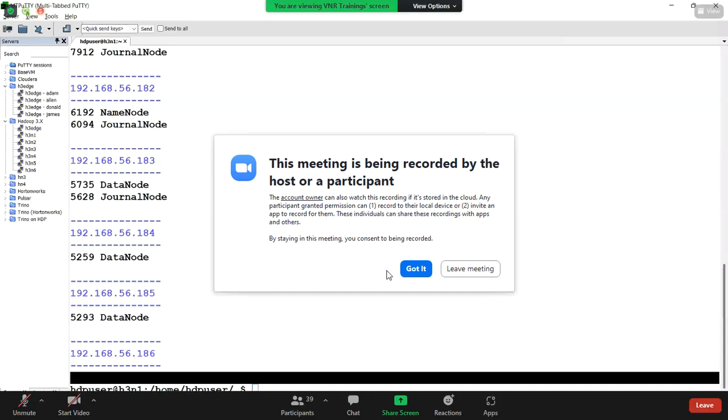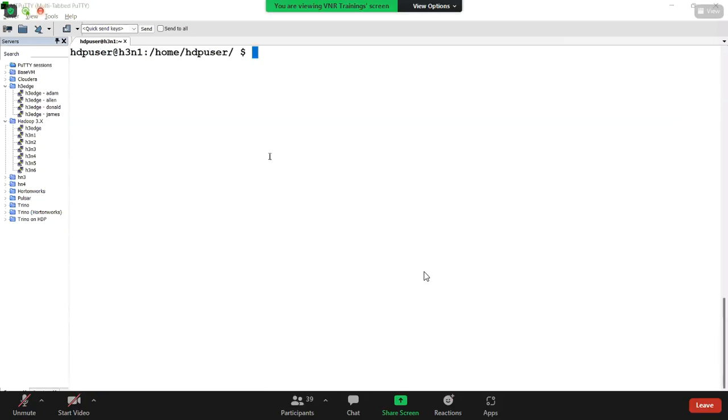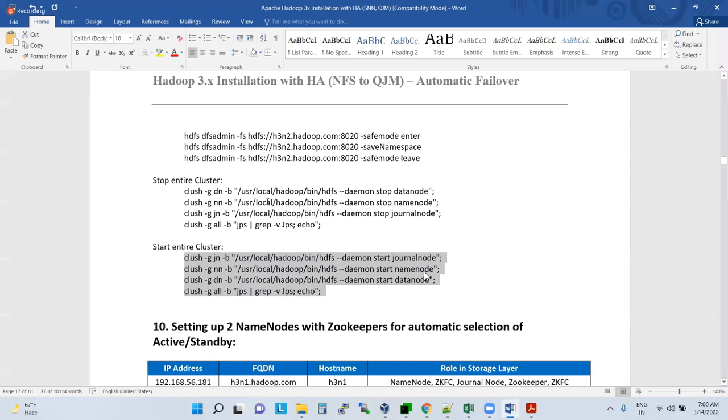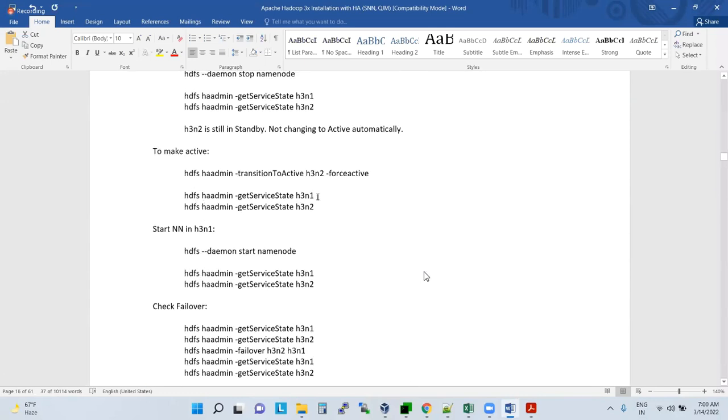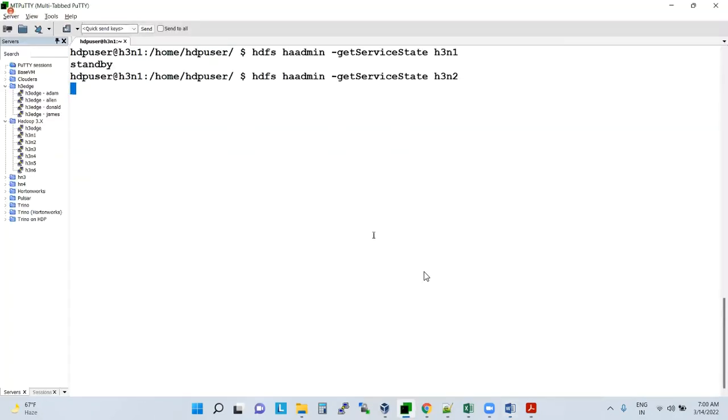So normally what will happen is when you start your cluster, what will be the status of both the name nodes? What is the state of both the name nodes? Normally, any name node that is started or restarted, by default the status will be standby.